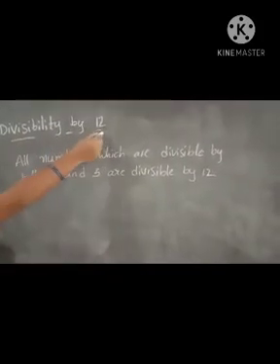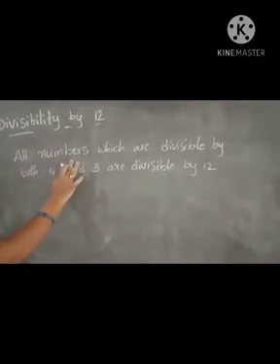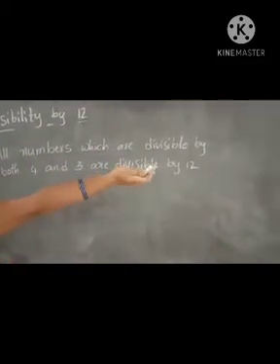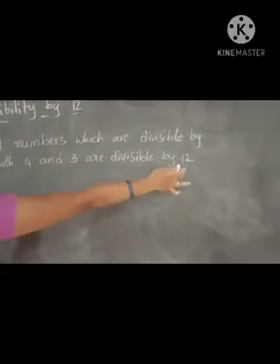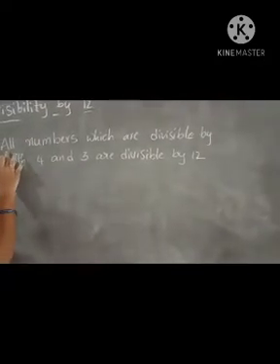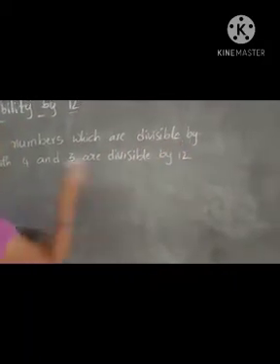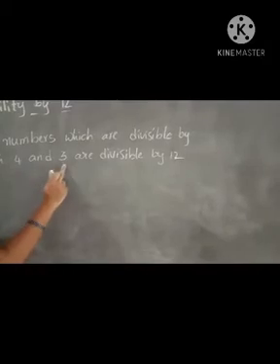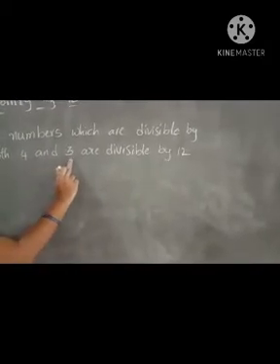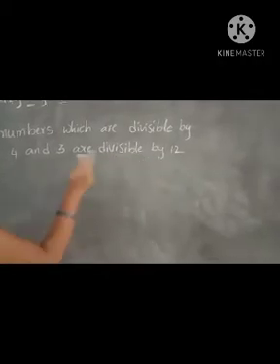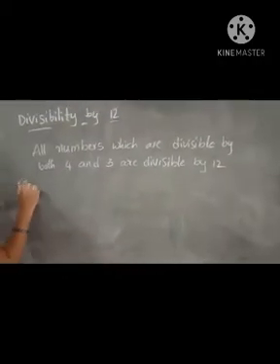Divisible by 12. Children, see here, divisible by 12. All numbers which are divisible by both 4 and 3 are divisible by 12. Again I am repeating: the number must be divisible by 4 and also by 3. Then only the number is divisible by 12. See the example.